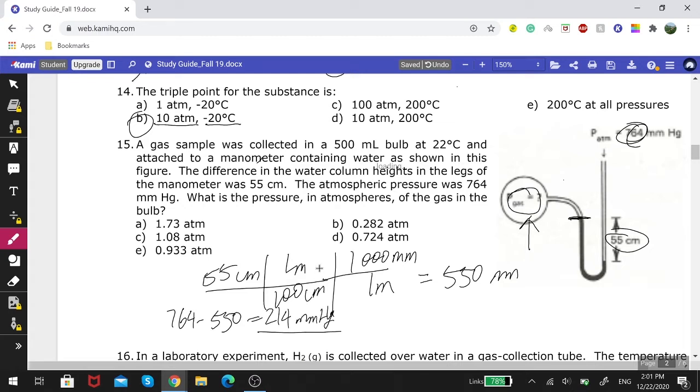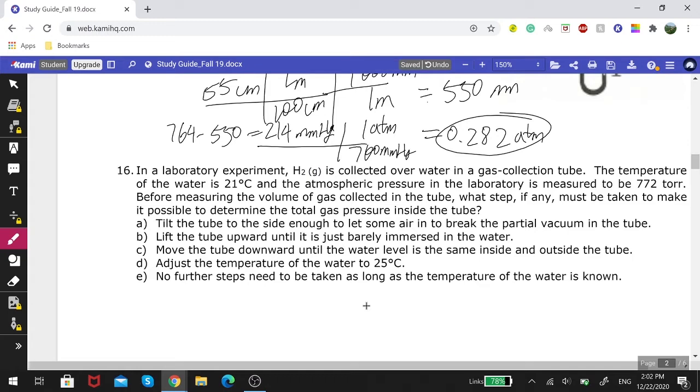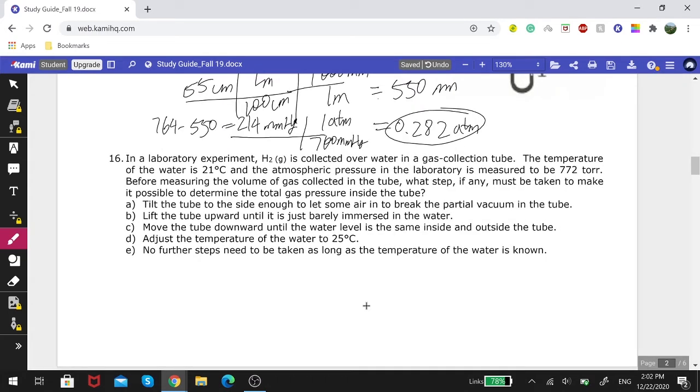mmHg. Now we have to convert into atmospheres. For every 1 atmosphere, there's 760 mmHg. So we divide 214 by 760 mmHg, which gives us 0.282 atmospheres. And that is our final answer of B. And this next one is supposed to be a lab, but we didn't do the lab in class, so we're going to skip this one.